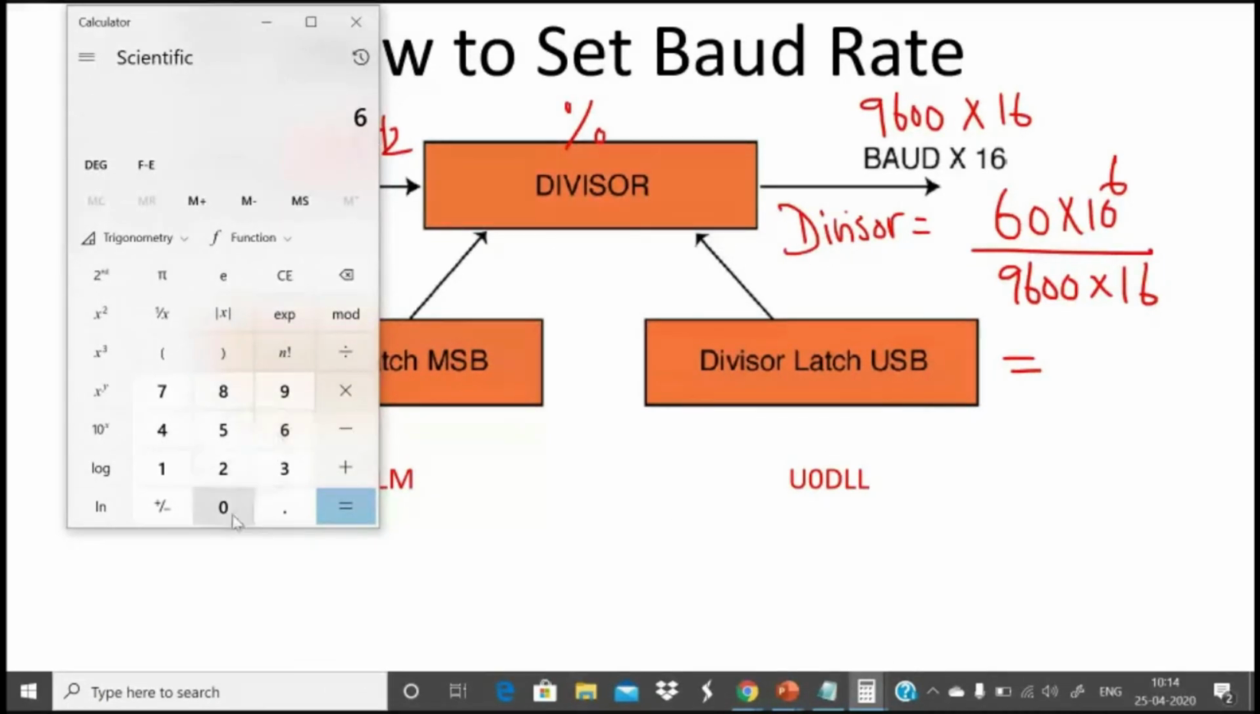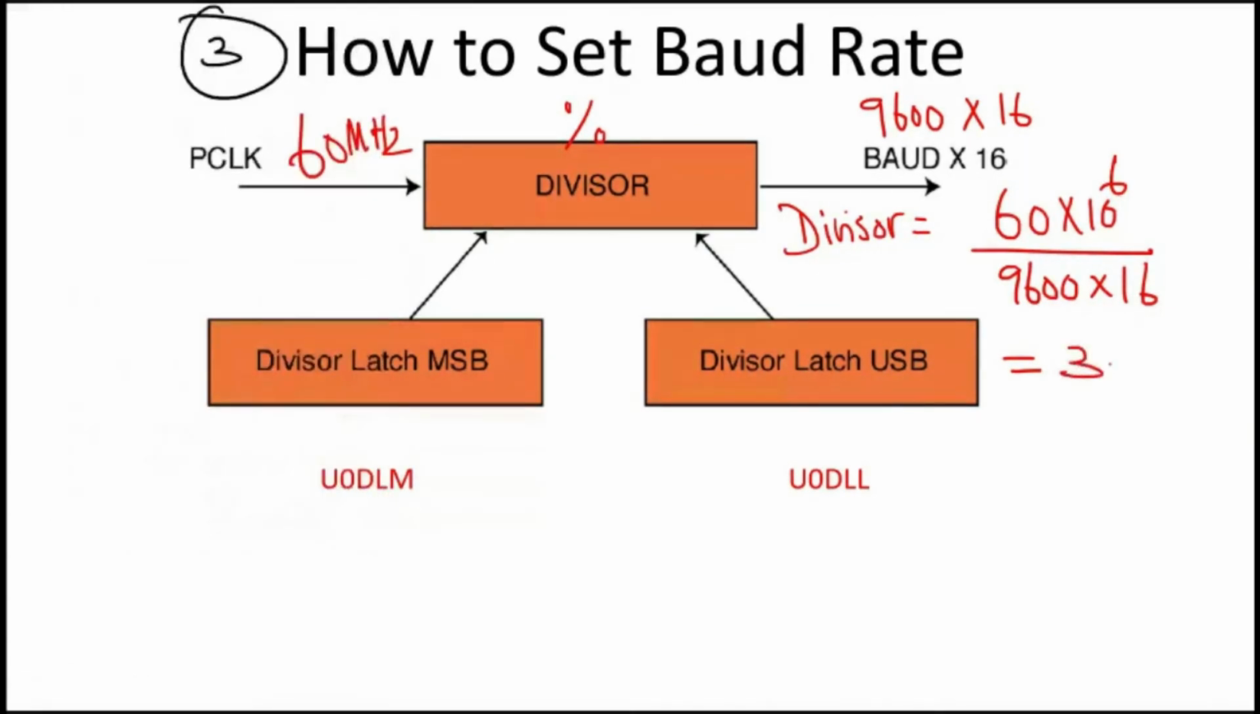60 into 10 raised to 6, that is 1, 2, 3, 4, 5, 6, all divided by 9600. You again divide this by 16 times. 390.6, so that we can approximate to 391. This is 391 in decimal.